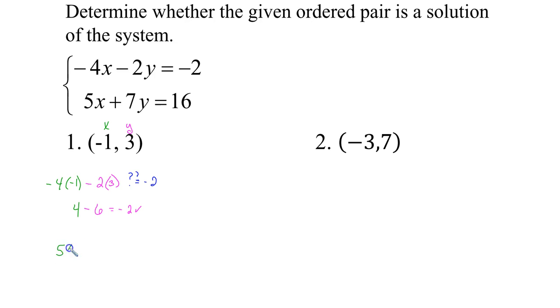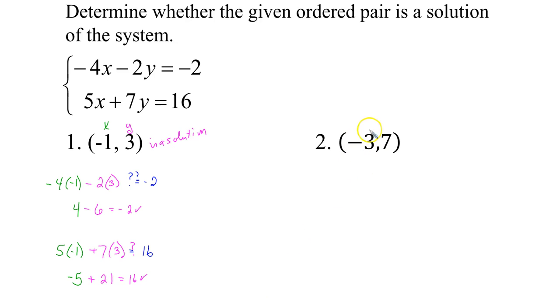So now let's check the second equation. The second equation says 5 times the value of x plus 7 times the given value of y. Is this equal to 16? So that's what we're checking. So the first part, negative 5, plus the second part, 21. Negative 5 plus 21 is indeed equal to 16. So this point is a solution. Let's check the second point.